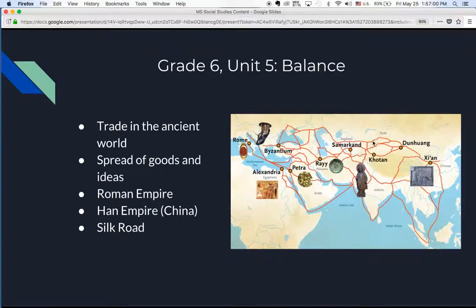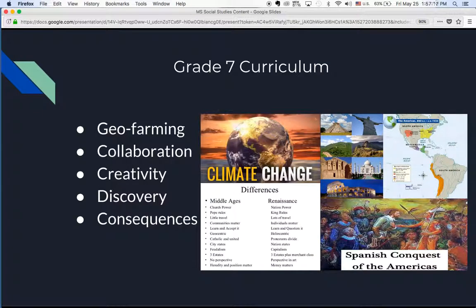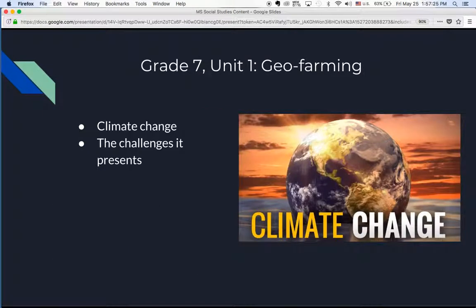And since this is the culminating unit, there is a major project at the end that focuses on both trade and writing. Writing is a major part of all of these units, as well as the other themes that I've already mentioned. Now moving on to grade 7, we have 5 units, and I'll go through each one individually.